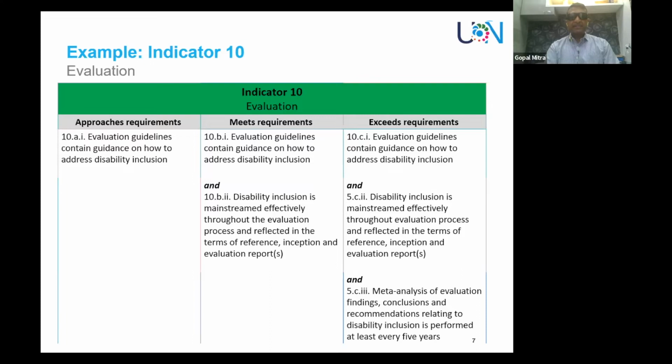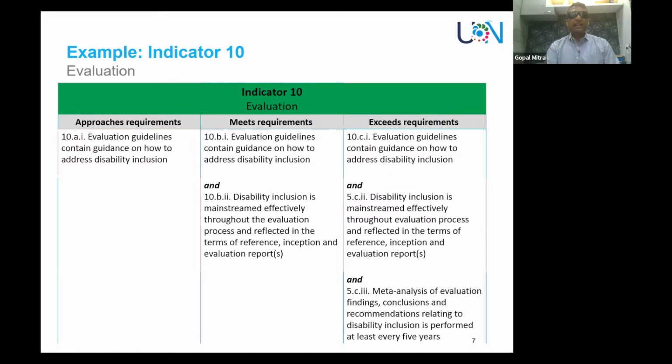To exceed the requirements, in addition to having evaluation guidelines and ensuring that evaluation processes integrate persons with disabilities, there is an additional benchmark which says that a meta-analysis of how persons with disabilities have been integrated into evaluations, in the inception report, in the findings, in the recommendations, has to be carried out once in 5 years. And it's based on this that the evaluation guidelines that Maria will be talking about, and to which this working group has contributed, will essentially deal with.